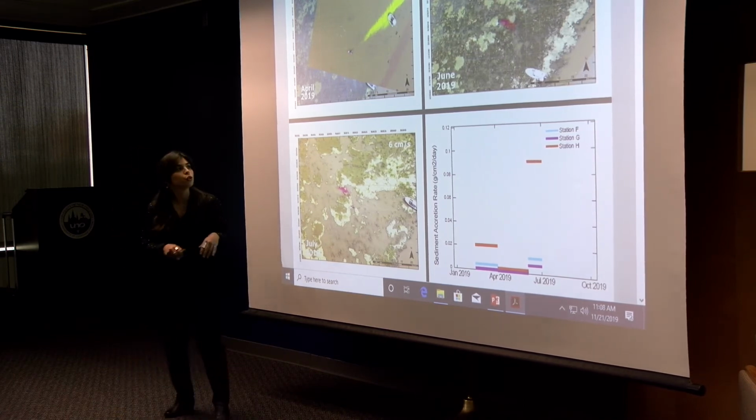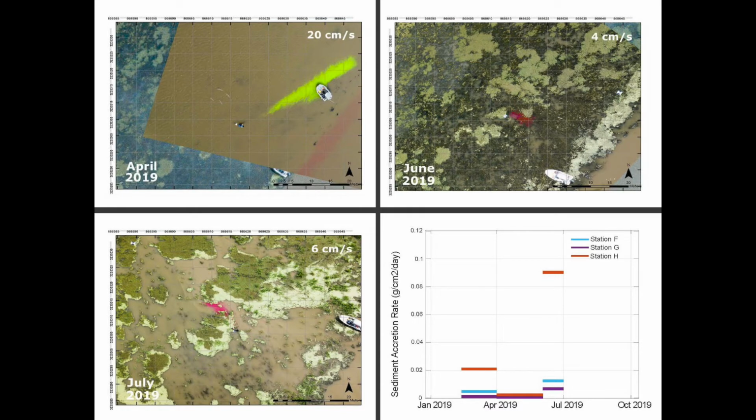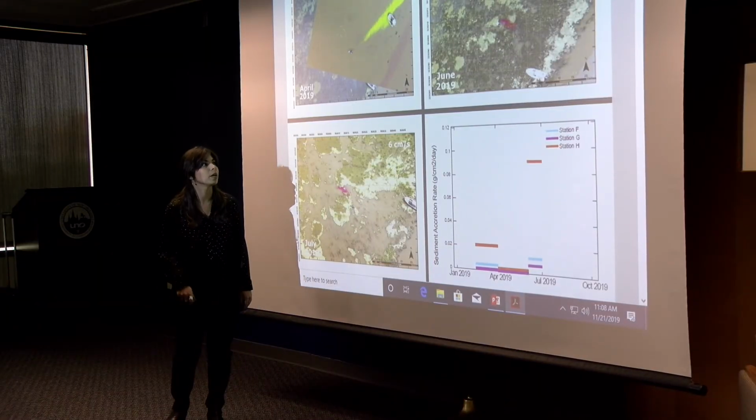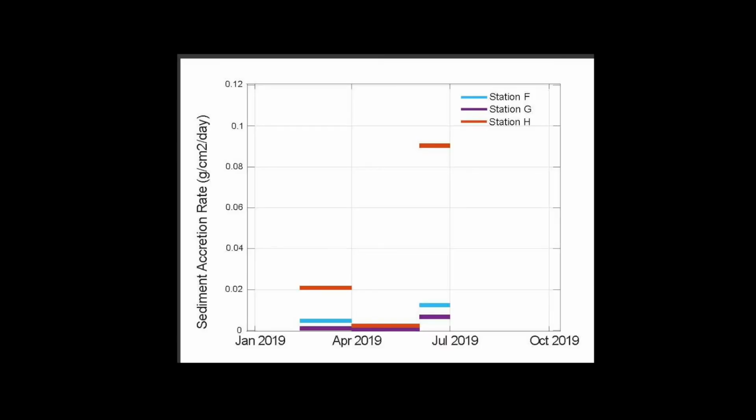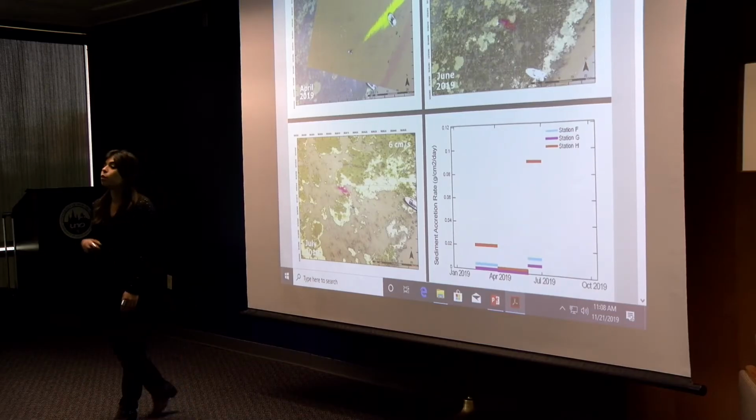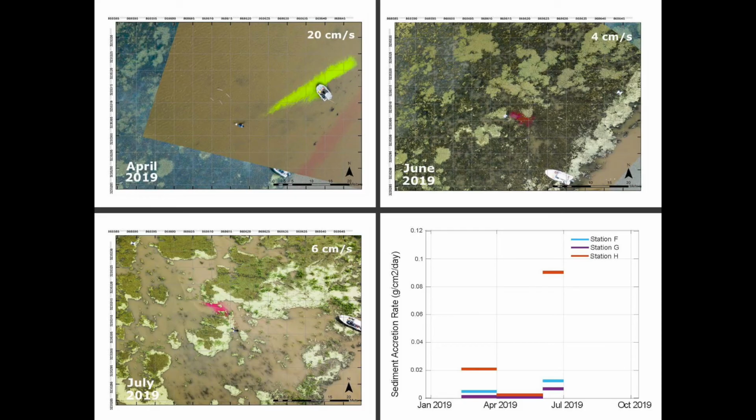But when we went in June, the submerged aquatic vegetation was covering the entire area. It was all over the place. Our flow was reduced to approximately 4 centimeters per second, but our sediment deposition measurements were lower compared to those recorded during April.